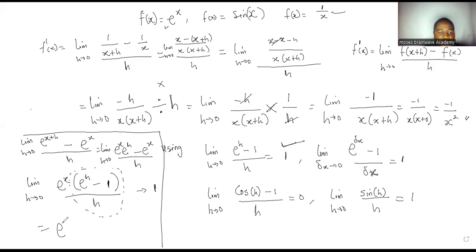So I'm going to have exponential x multiplied by 1. So this is why you have exponential x. So remember, when you differentiate exponential x, you're going to get exponential x. So you see, that is the reason.